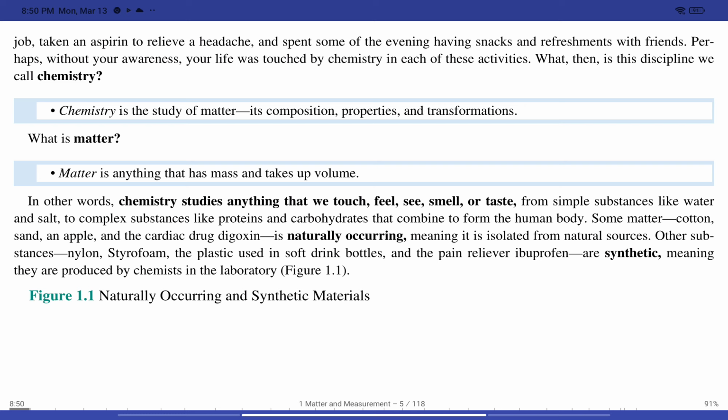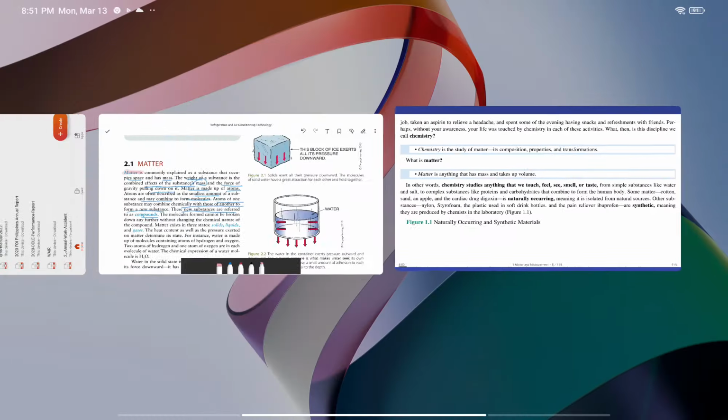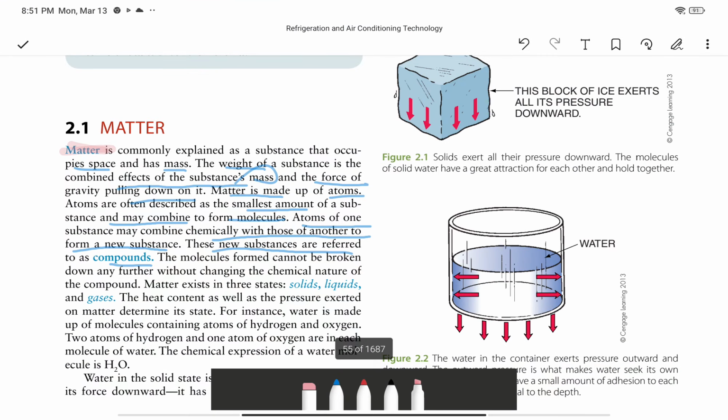So what is matter? Matter is anything that has mass and makes up volume. So this is how chemistry defines matter. Anything that has mass and makes up a volume. Volume is space, right? So if matter occupies space, that is volume, and has a mass, then that is matter. So it's the same with the definition here. Matter is commonly explained as a substance that occupies space and has mass.